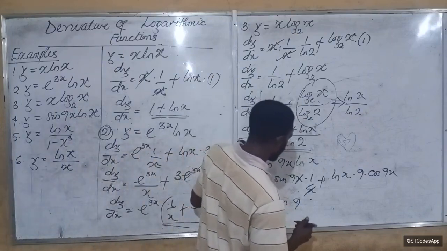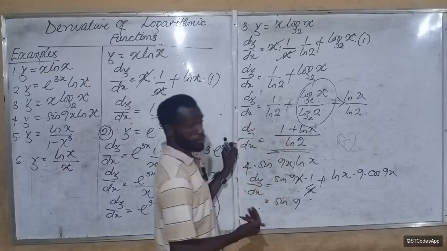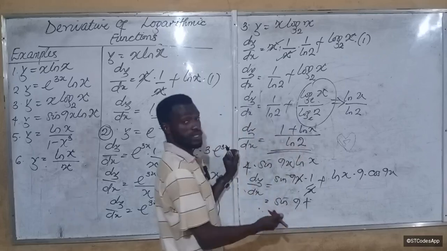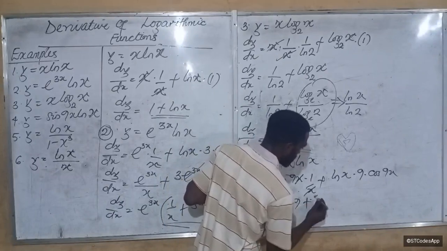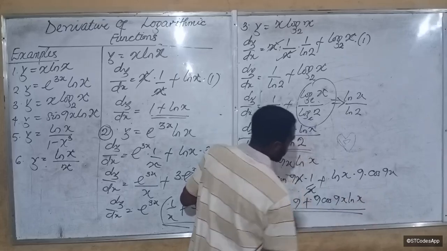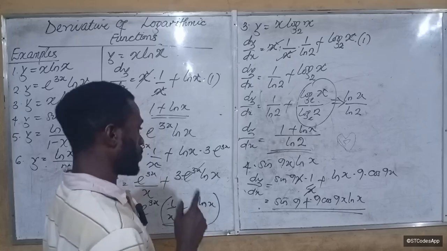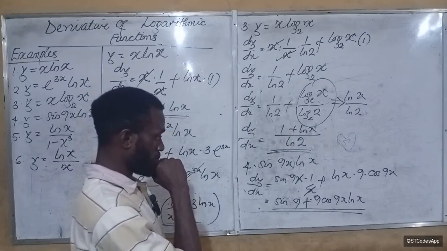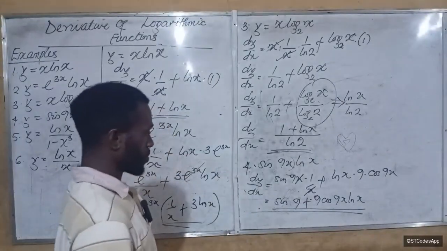Plus, well, except if we need to calculate, but maybe sine 9, I mean, to resolve this, that's what I mean. Then plus 9 cos 9x ln x. This is going to be the answer then. Sine 9 plus 9 cos 9x. There's nothing we can do further. So that's going to be the answer.